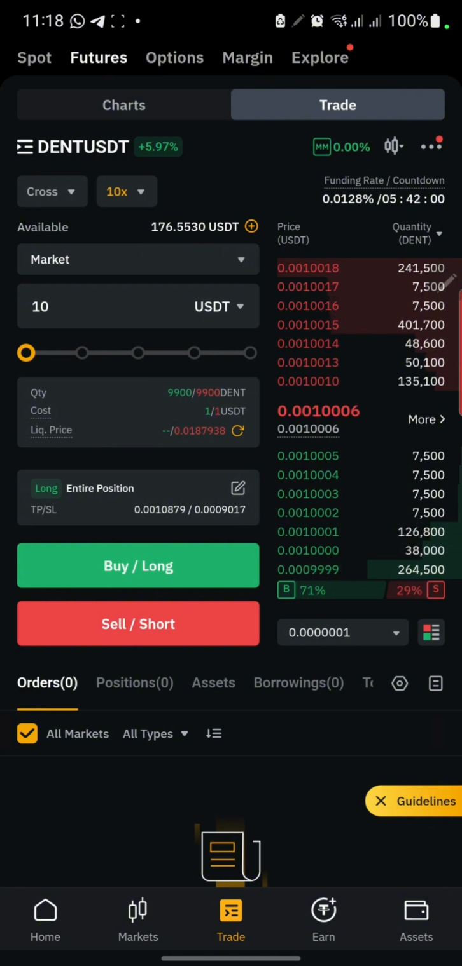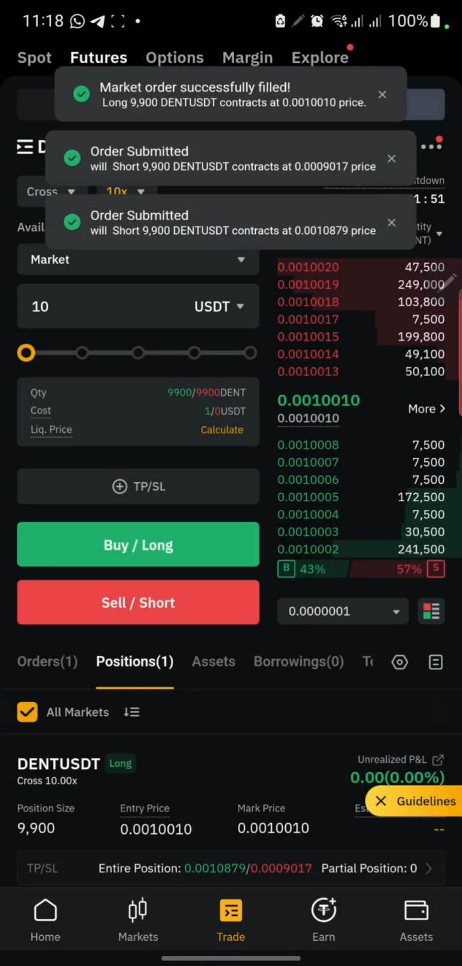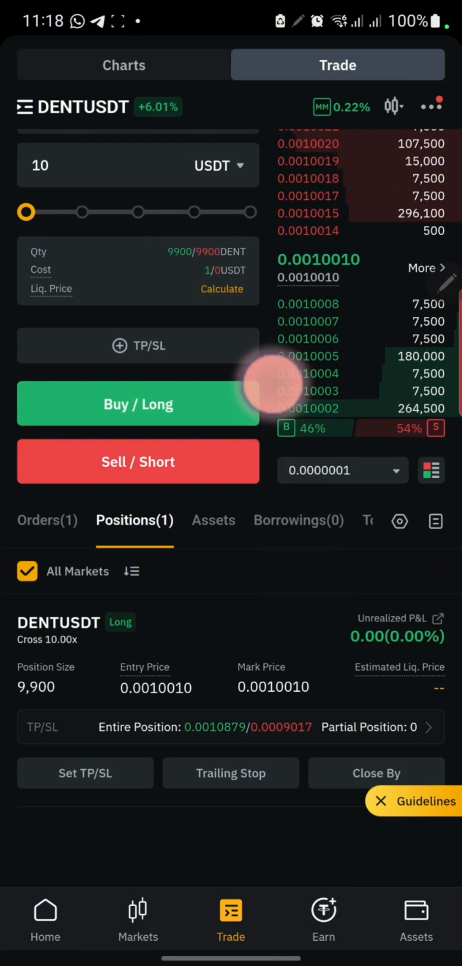So now the next thing is that I'm going to buy long. So then I'm going to click the buy long. You can see everything. You can cross check again. So then you can now confirm. So now the trade has started immediately. So this is called market trade. Have you seen that market? So it has already started trading.